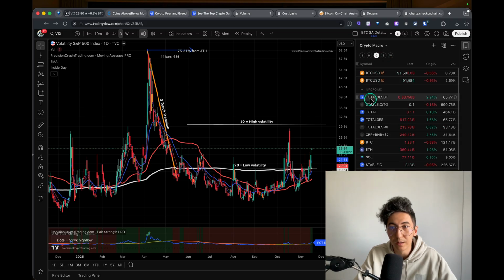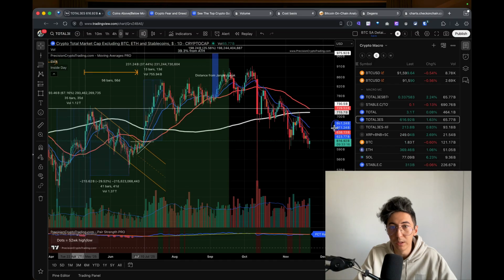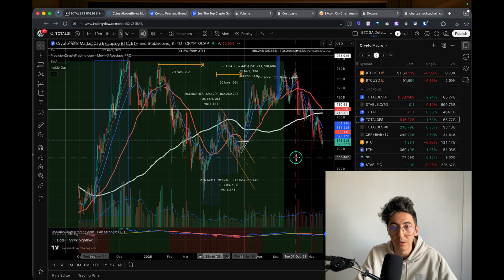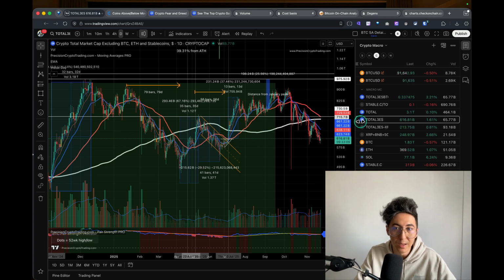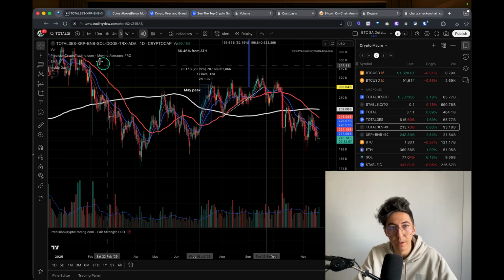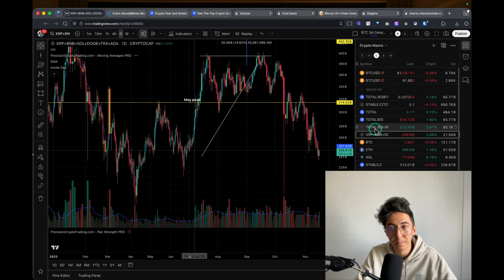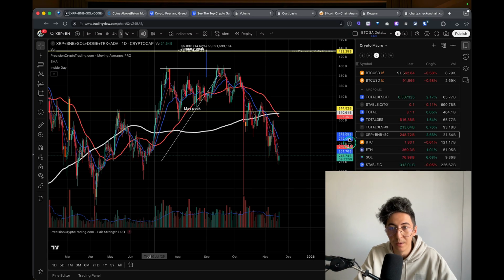Crypto macro stuff that I like to look at as well. We're looking at the TOTAL3. It's an interesting one to look at. This is the total market cap excluding Bitcoin and stablecoins. I like to break this down. So this is supposed to show you the altcoin market, but I like to break it down even further because really the total altcoin market, you can break it down by the top 10 versus everything excluding the top 10. So this is excluding top 10, and then this is the top 10.